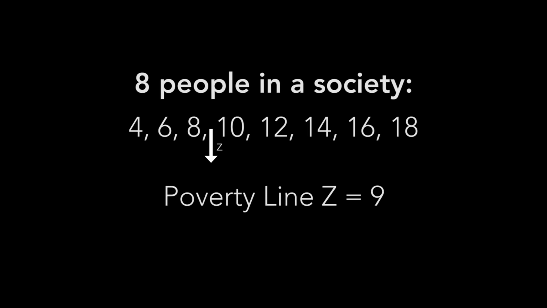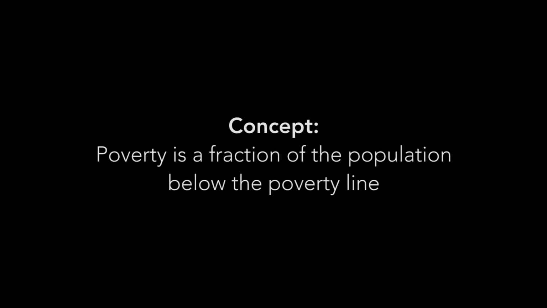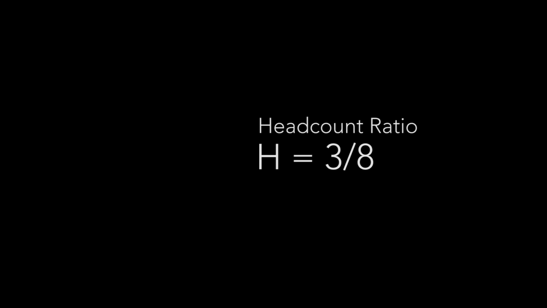The question I want to raise is, what is poverty in this society? One is to simply say poverty is the fraction of population below the poverty line. And that's what we've been using here. That's the concept we've been using. And so that is the so-called head count ratio measure of poverty. 3 out of the 8 people in this population are in poverty. I will call this measure also P0 for a reason which will become clear to you.